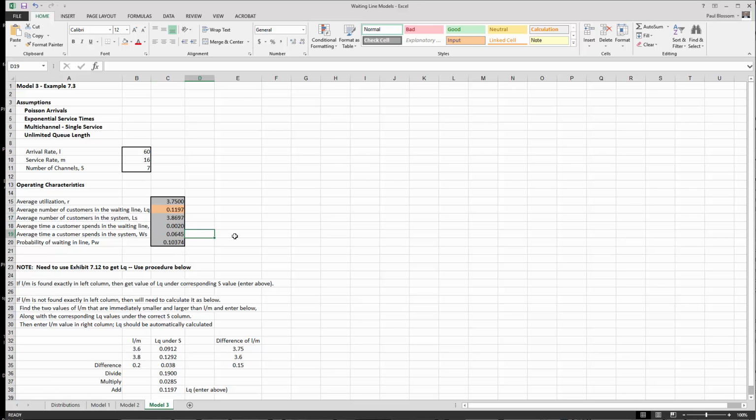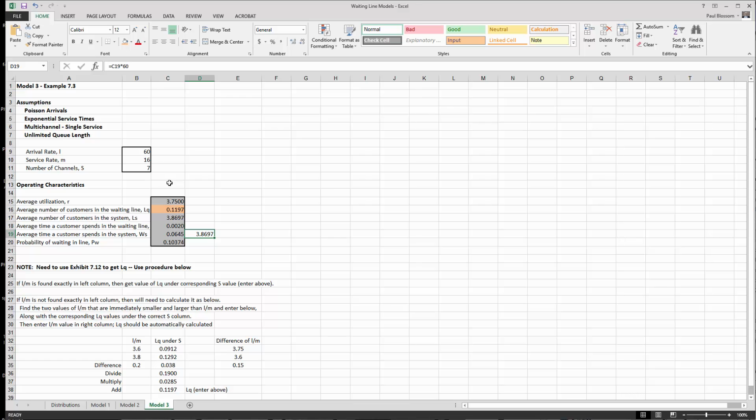A student asked a question about the average time a customer spends in the system, which is 0.0645 hours. If you want to read that in minutes, so it's easier for you, you just type equals, and then you point at that number, that 0.0645, times 60 to turn hours into minutes, and you see that it's 3.8697.